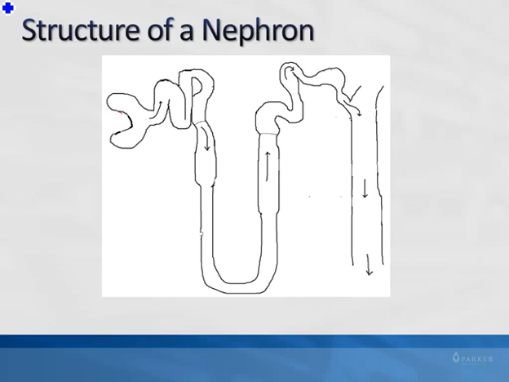Things that are thinner, they're not. So I'm just going to give you something well ahead of time. Guess what happens in this descending limb? Not a heck of a lot. The only thing that happens here is you're going to get movement of water. That's it. You don't have movement of glucose or amino acids or any of that. It's just movement of water.